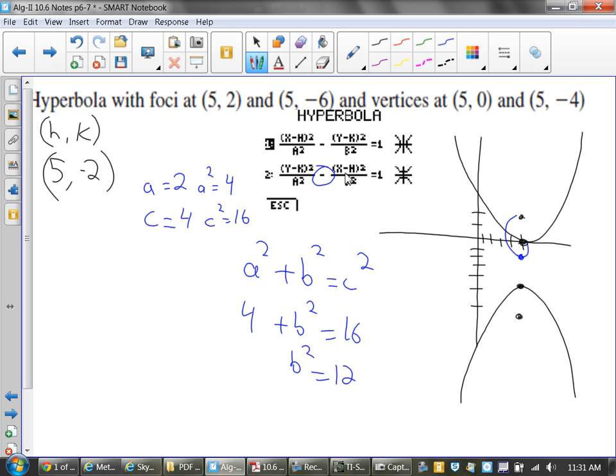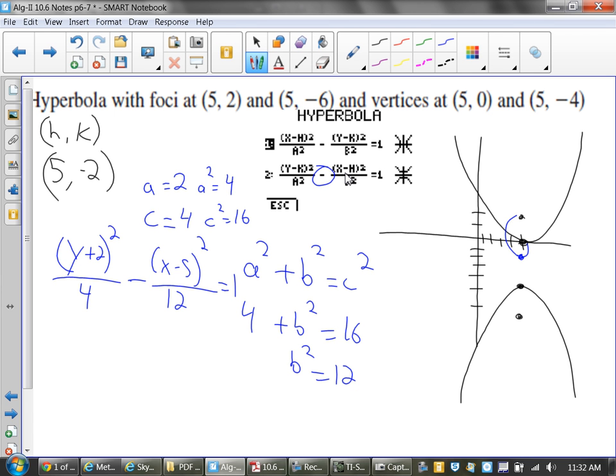Okay? Now I can do everything. y plus 2, quantity squared, over 4. Oops, sorry, 4. I was looking at the wrong one. Minus x minus 5 quantity squared over 12 equals 1. When you know a set of ordered pairs and you know what you're working with, it's relatively easy. It's when you don't.